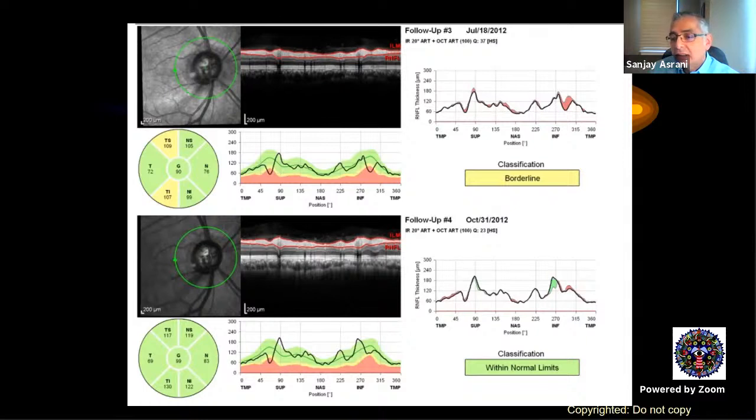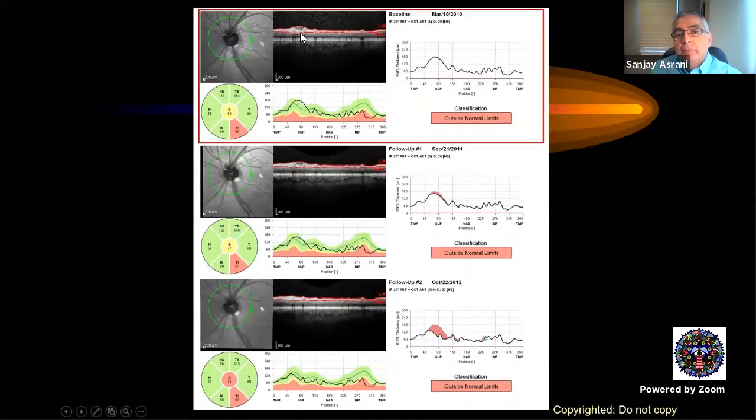The reason is there is a disc hemorrhage right here. Disc hemorrhages cause a swelling of the nerve fiber layer. And therefore, it looks like it regrew. Of course, at the next visit, it will be even thinner than the baseline visit. So any focal swelling in the nerve fiber layer will appear as reversal of nerve fiber layer thinning, such as disc hemorrhage and such as cotton wool spots.